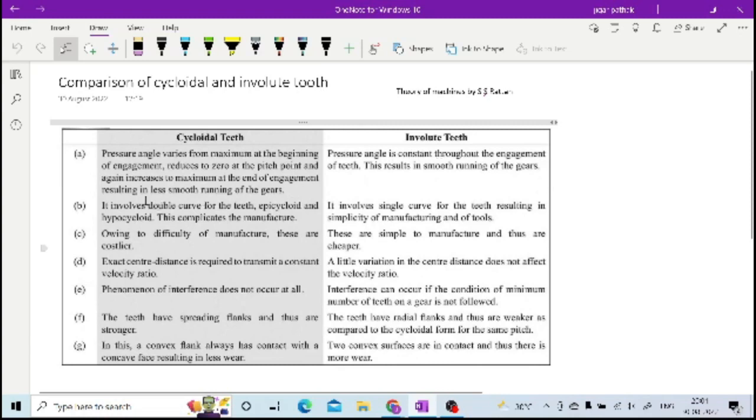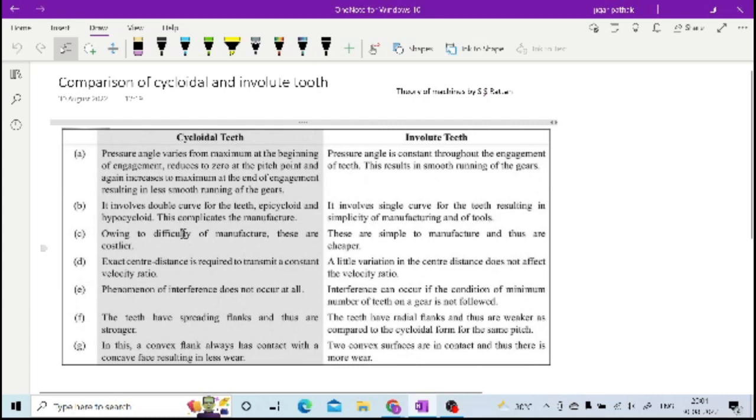One more thing is regarding the manufacturing of cycloidal teeth. So when you manufacture cycloidal teeth, it involves this double curve, right? So that makes it complicated and difficult to manufacture, while in case of involute it is a single curve only, right? So it is having simplicity in manufacturing this kind of teeth.